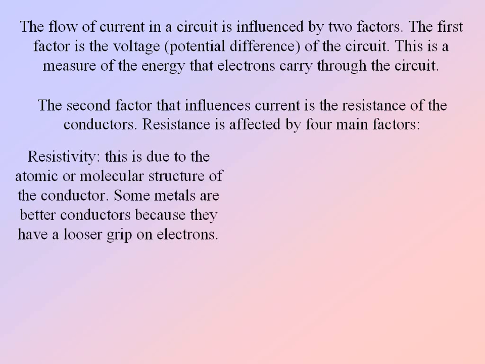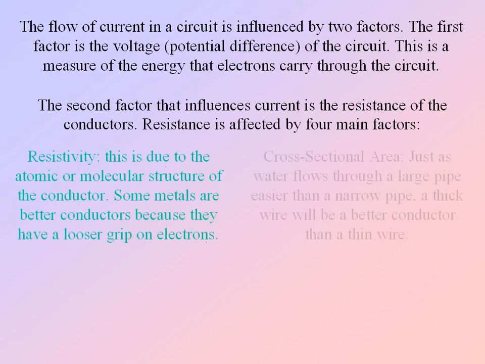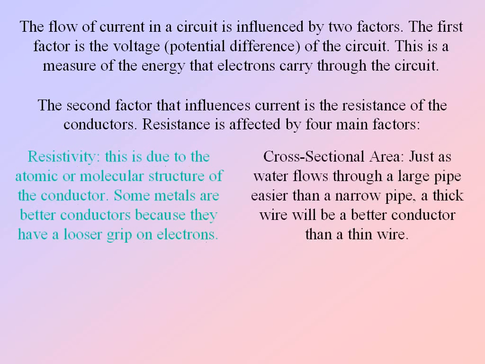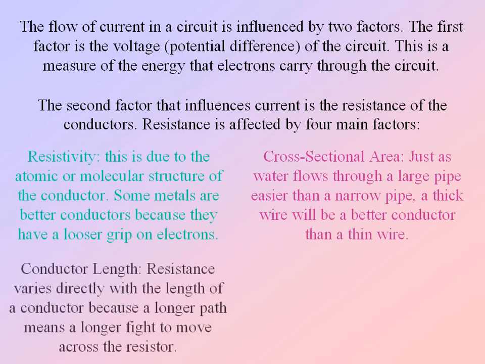The first factor is resistivity. This is due to the atomic or molecular structure of the conducting metal. Some metals are better conductors because they have a looser grip on electrons. Another factor is the cross-sectional area of the conducting wire. Just as water flows through a large pipe easier than a narrow pipe, a thick wire will be a better conductor than a thin wire.